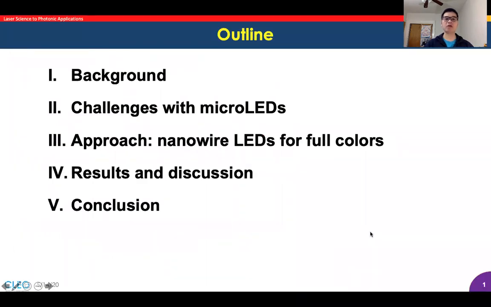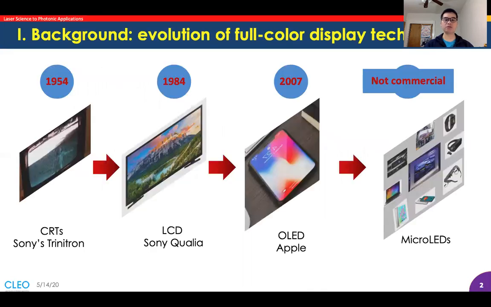Here is the outline of my talk. First, I would like to give you some background information. Then, what are the current challenges with micro LEDs? Next, I will show you how I approach overcoming such challenges with nanowire LEDs for full colors. Then what results I get, followed by discussion. Finally, conclusion.